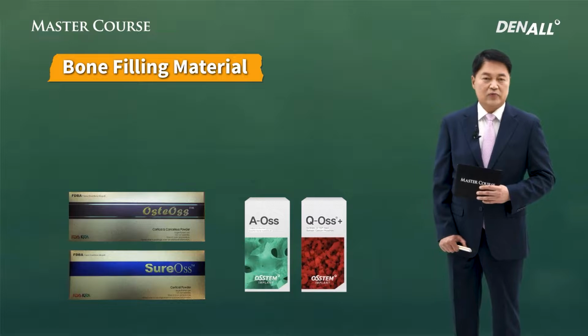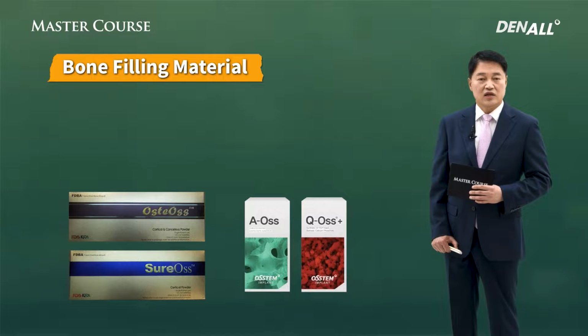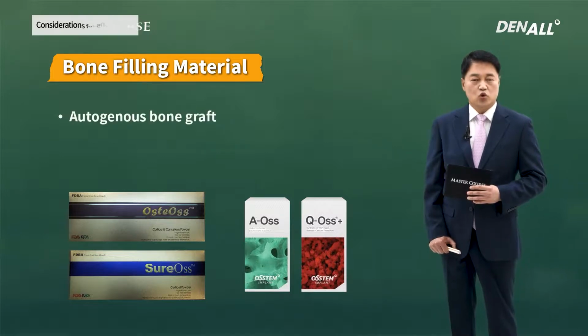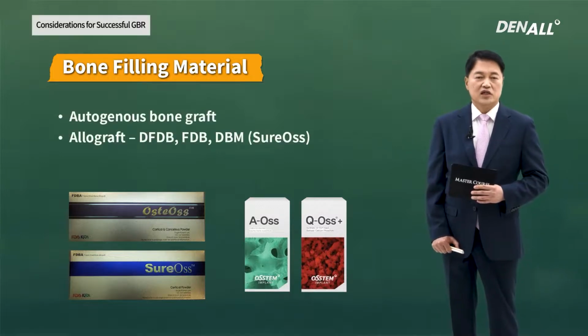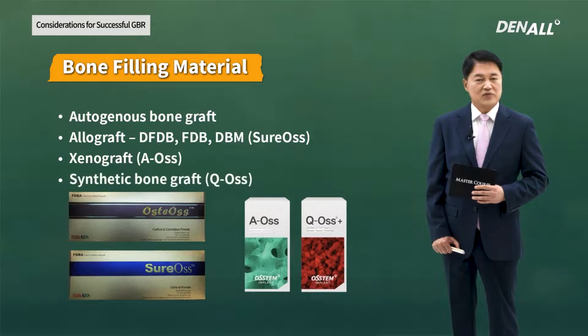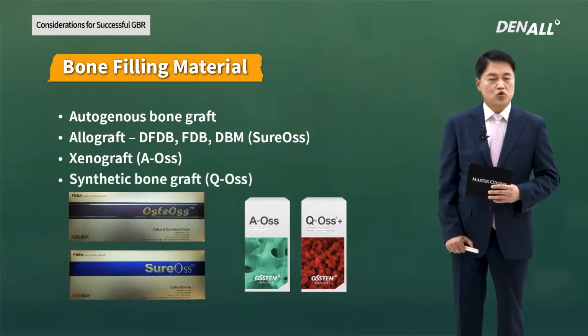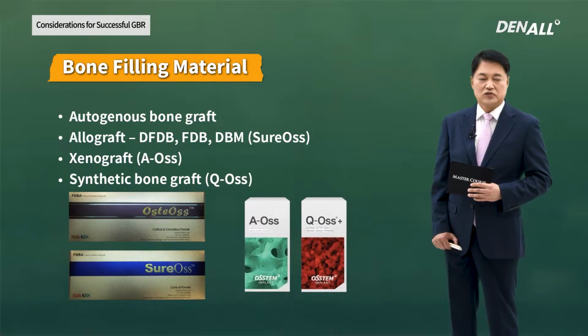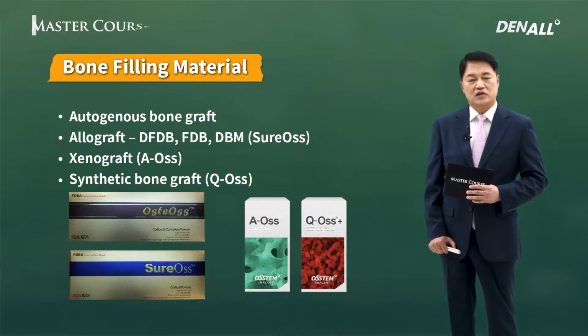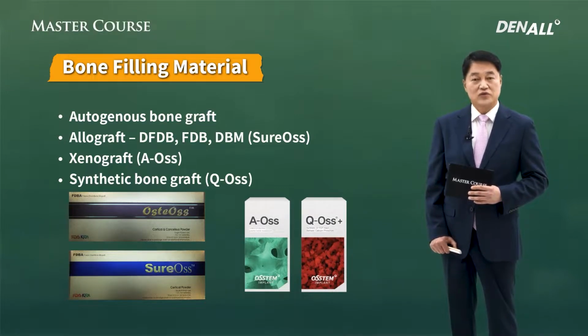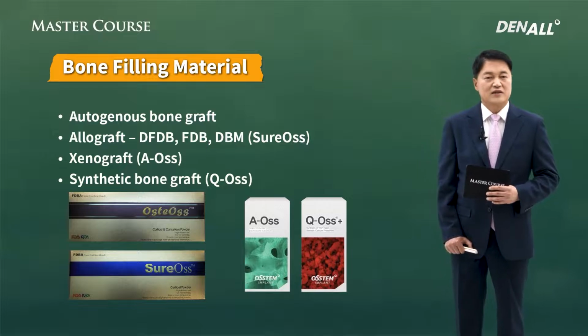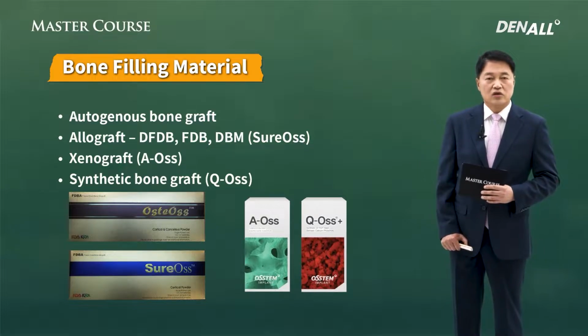Next, I'm going to talk about bone-filling material. As we all know, bone-filling material can be divided into autogenous bone, allograft, xenograft, and synthetic bone graft. The allograft that I use frequently is SureOss, and for xenograft, I use AOS. For synthetic bone graft, QOS.